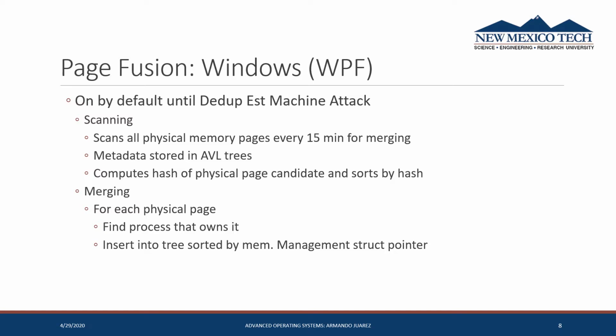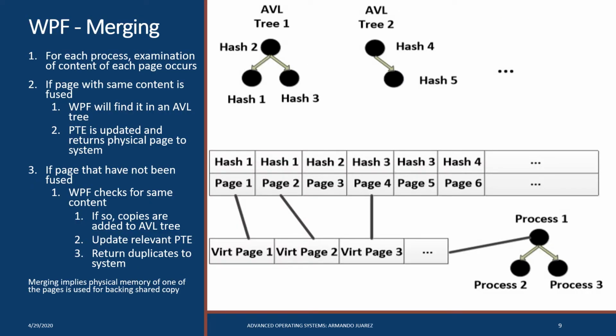On the merging end, for each physical page, it first finds the process that owns it, and then inserts it into a tree sorted by the memory management structure pointer. Now let's talk a little bit about how the actual merging happens under the hood in Windows.